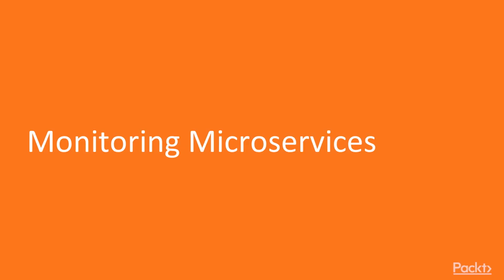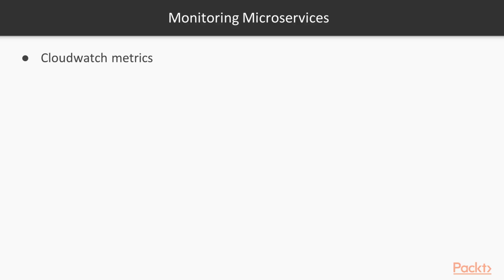Hi and welcome back. Now in this video, we are going to look at monitoring of microservices. So this is more of an understanding of the services which can be used in AWS for monitoring purposes. So first is CloudWatch metrics. So there is a separate service called CloudWatch and there is a lot of functionality that's available within the service.